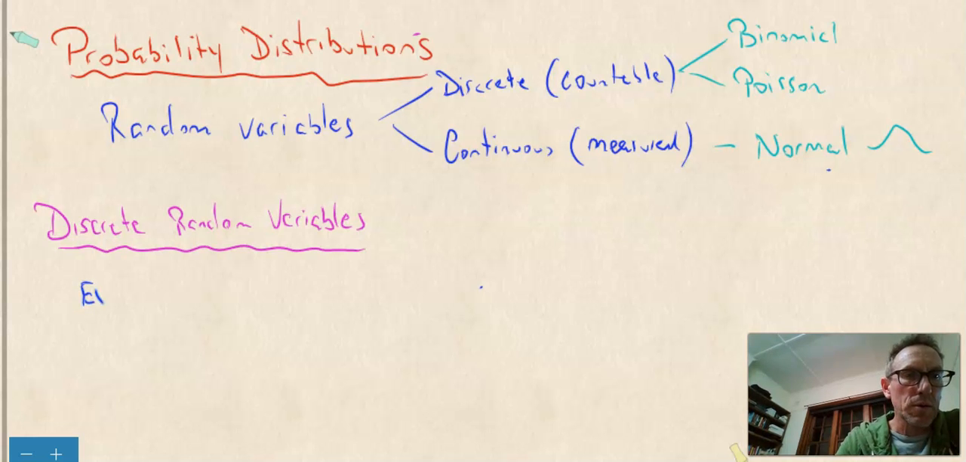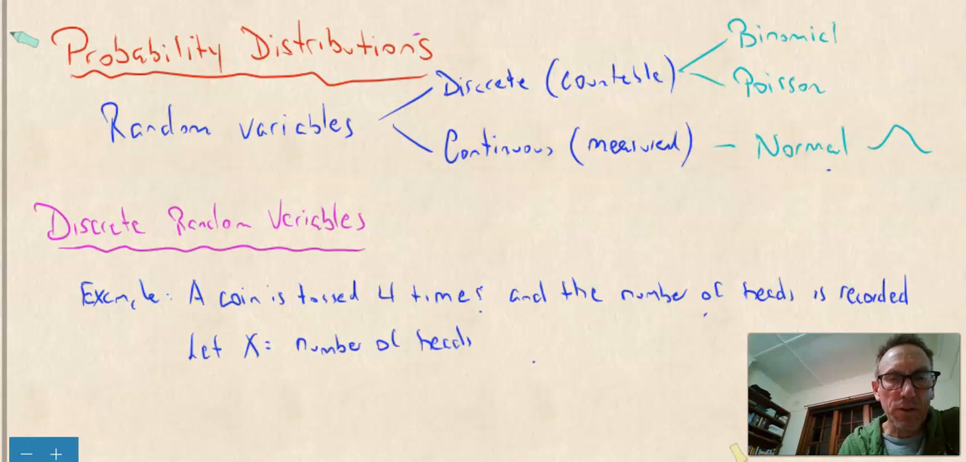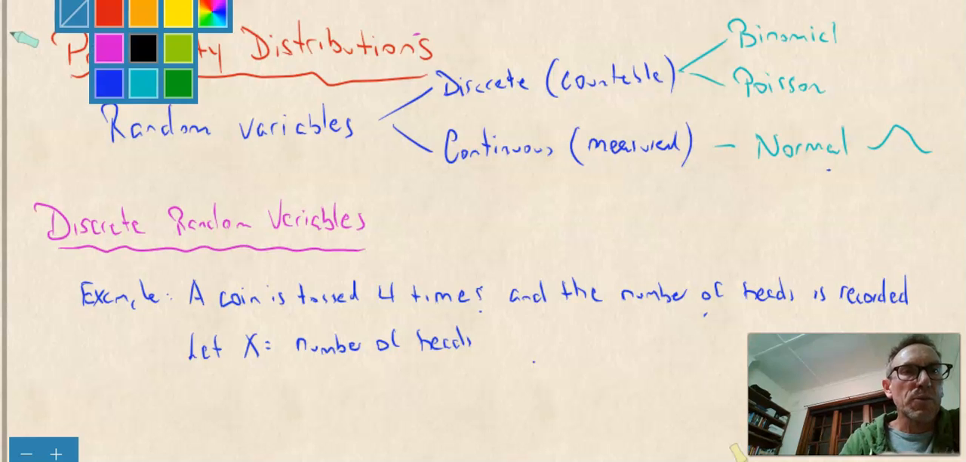So in example, I'll chop this back and write example. All right, I'm going to pause. I just wanted to get some writing out so you weren't just watching me write. So in our example, a coin is tossed 4 times and the number of heads is recorded. So we're letting this random variable X be the number of heads. Now the values that X can take on, we're going to put into a table.